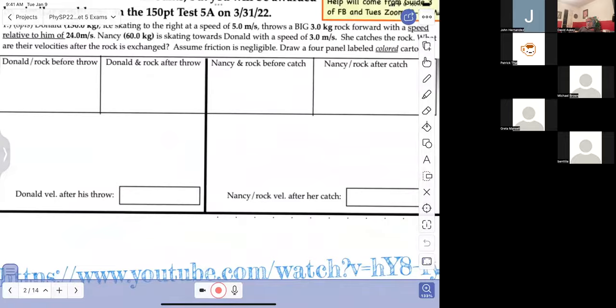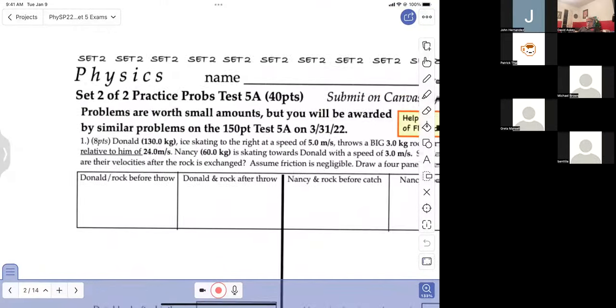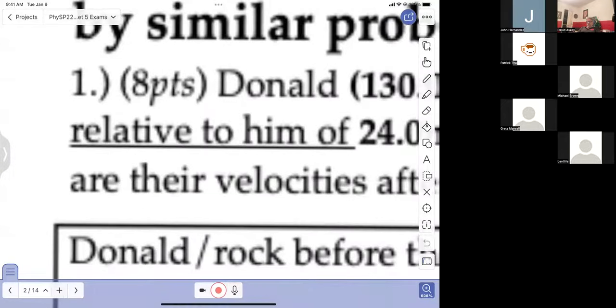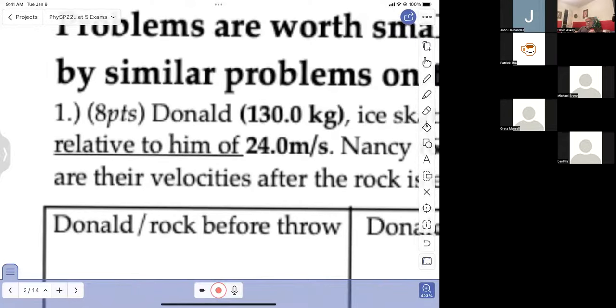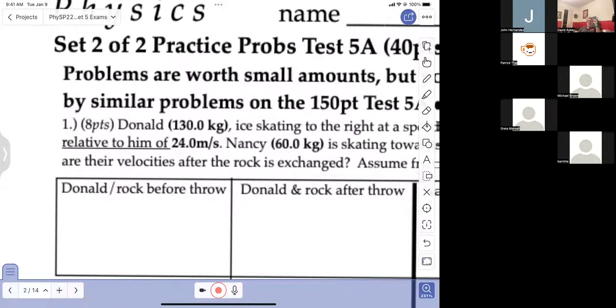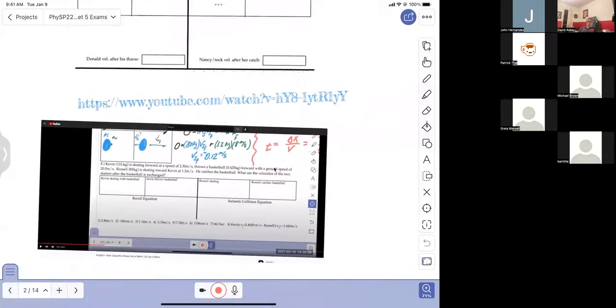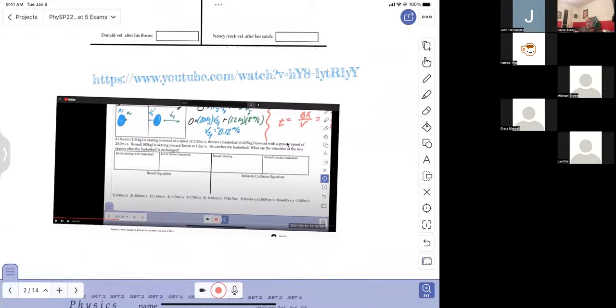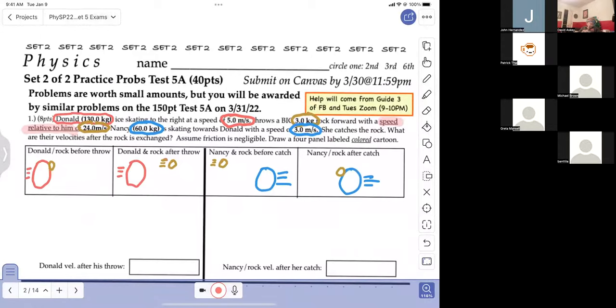But remember, the big difference here is Donald throws the rock with a speed relative to him of 24 meters per second. So that means that you got to add, I'll show you in a minute, his speed to the rock speed. So here's the first set. I have this set up in steps.